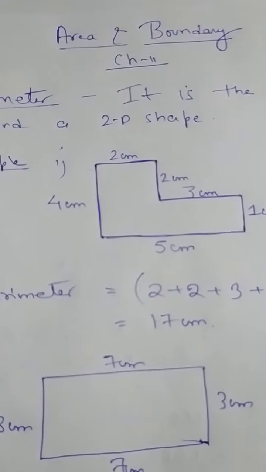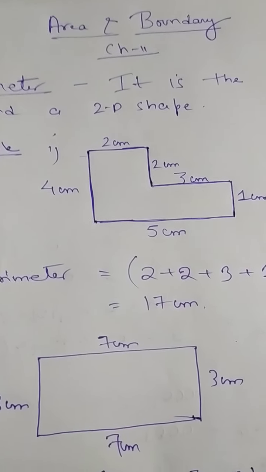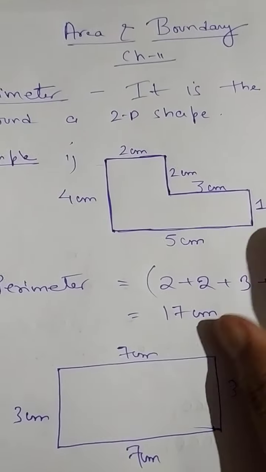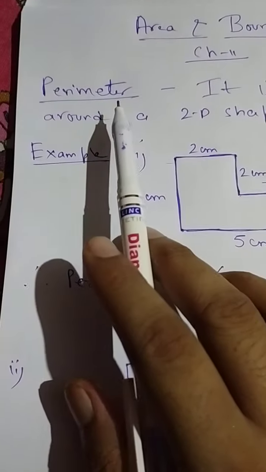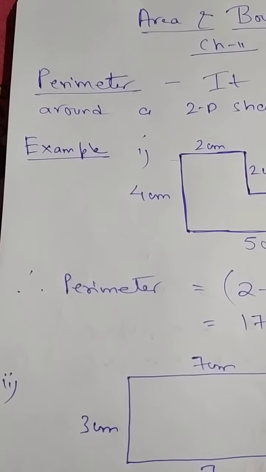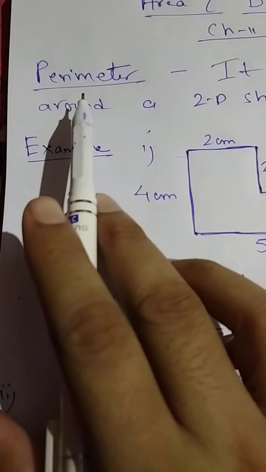So in this video, I'm only going to give you the definitions of what is perimeter with some examples and what is area with some examples. Okay. So let's start. So first of all, perimeter. I hope you have already done area and perimeter in class 4 also. So it will be easier for you to understand. So first, the definition of perimeter.